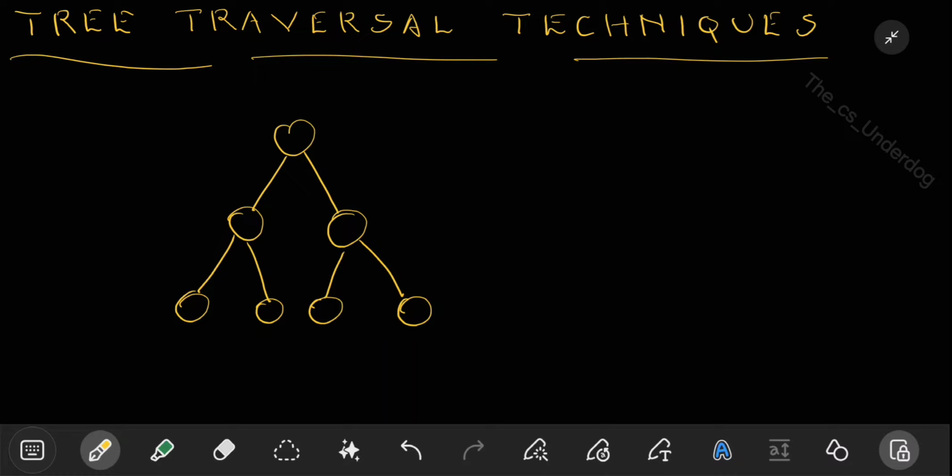So coming to a tree of this kind, mainly you can divide traversal into two types. One is depth first traversal and the other one is breadth first. So tree traversal has two parts. One is depth first traversal and the second one is breadth first traversal.